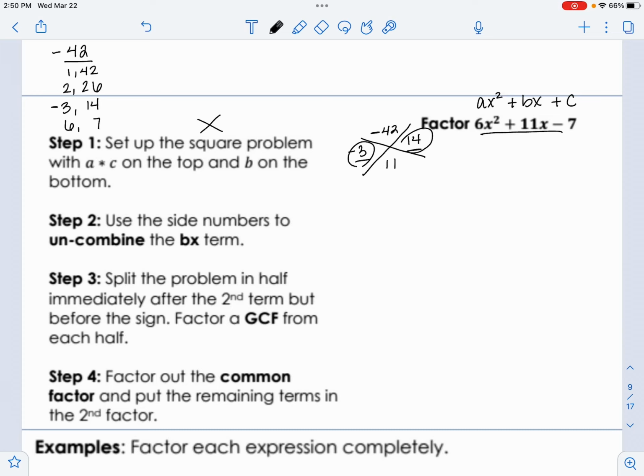And the order in which you put these does not matter. If I put 14 on the left and negative 3 on the right, that's fine. Okay, so now we have set up our x problem, and we found the numbers that we need.